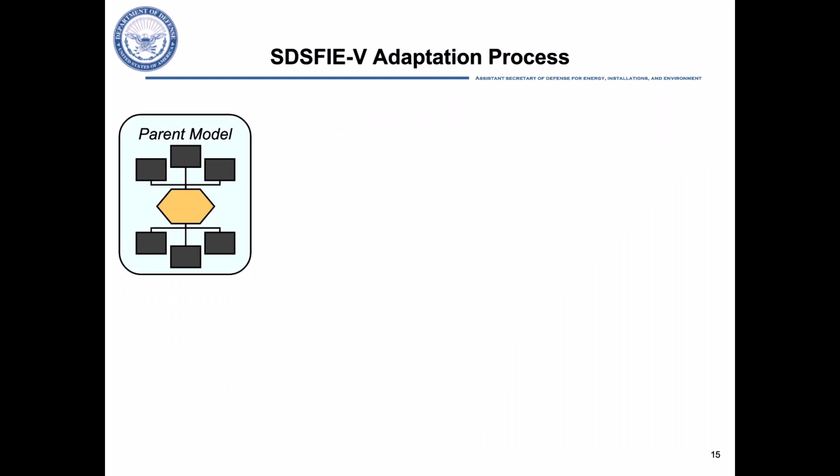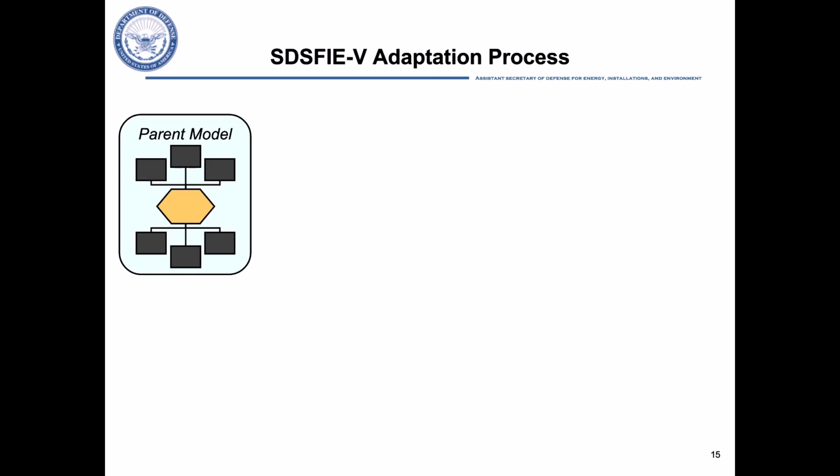As stated, the SDSFIE consensus process leads our community to adopting an agreed-upon gold model that is mandated for component use through an adaptation process. This diagram will depict that process in a conceptual manner. The adaptation process consists of profiling, extending, and changing the elements of a parent model to create an adapted child model. The parent model depicted here has 6 entities, each represented by a dark rectangle.